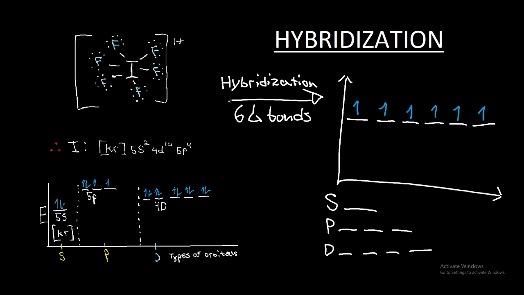In this case, you look at how many bonds you have, and for each bond, you put a check in one of the spaces. So, we have 6. 1, 2, 3, 4, 5, 6. We can finally name our hybrid orbital. We have 1 S. We have 3 P's, so P3. And we have 2 filled out in the D's, so D2.